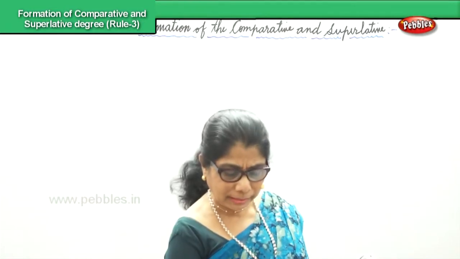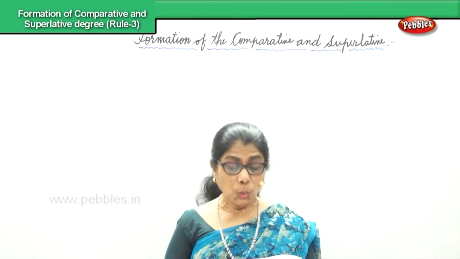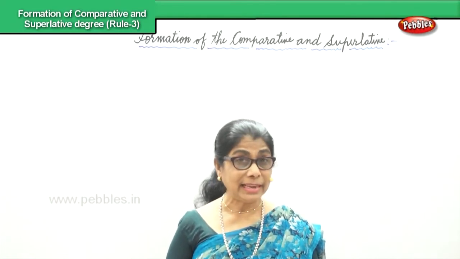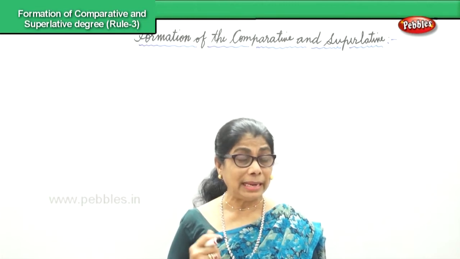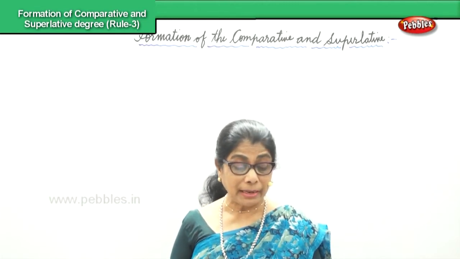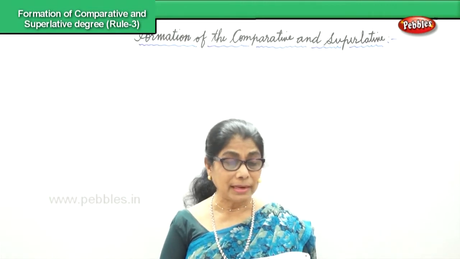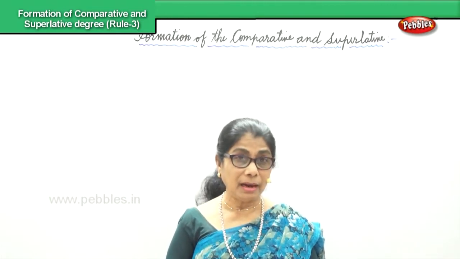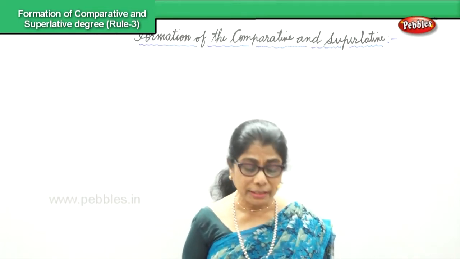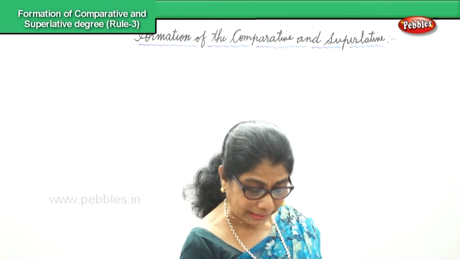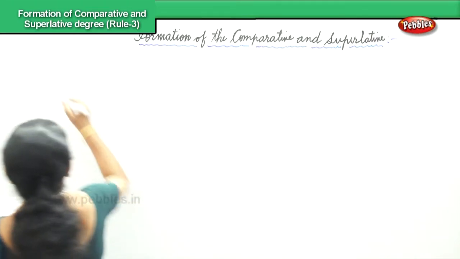Now let's look at rule number 3. Rule number 3 says, when the positive ends in one consonant and the consonant is preceded by a short vowel, the final consonant is doubled, and ER and EST are added to form the comparative and superlative degrees. So now we are going into rule number 3.